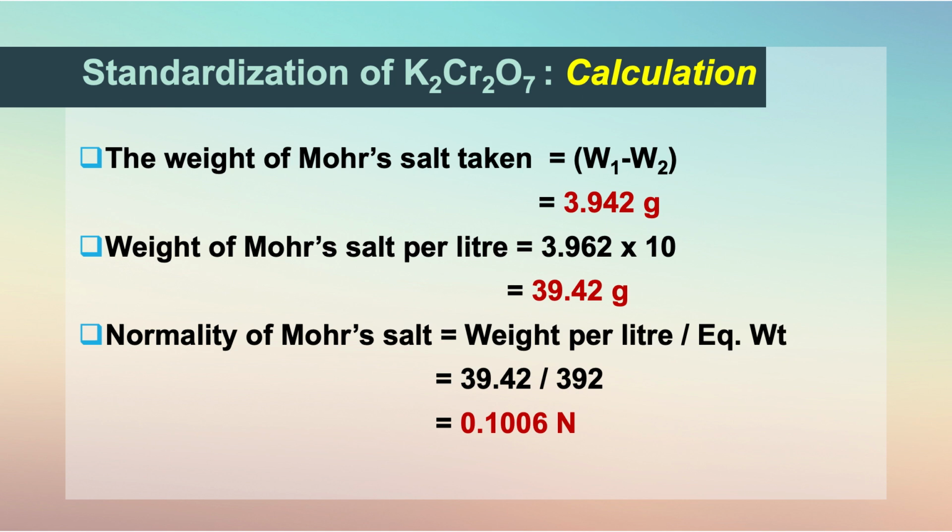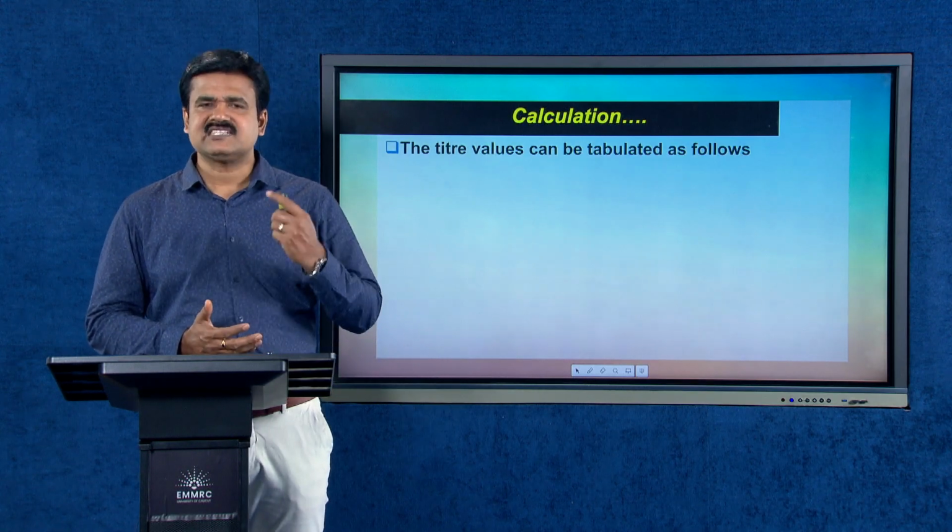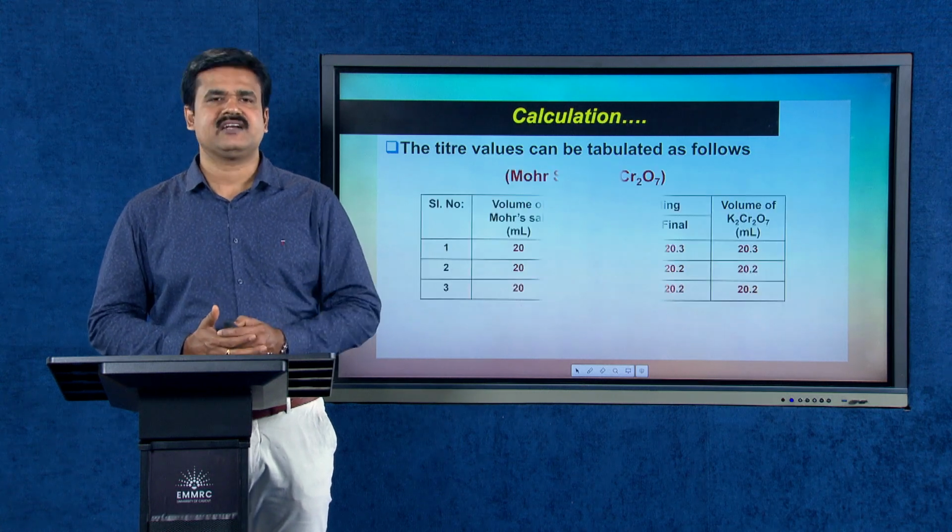Weight per liter we got as 39.42, and you have to divide it with the equivalent weight of Mohr's salt, that is equal to 392. You will get the normality of the prepared Mohr's salt solution as 0.1006 normal.